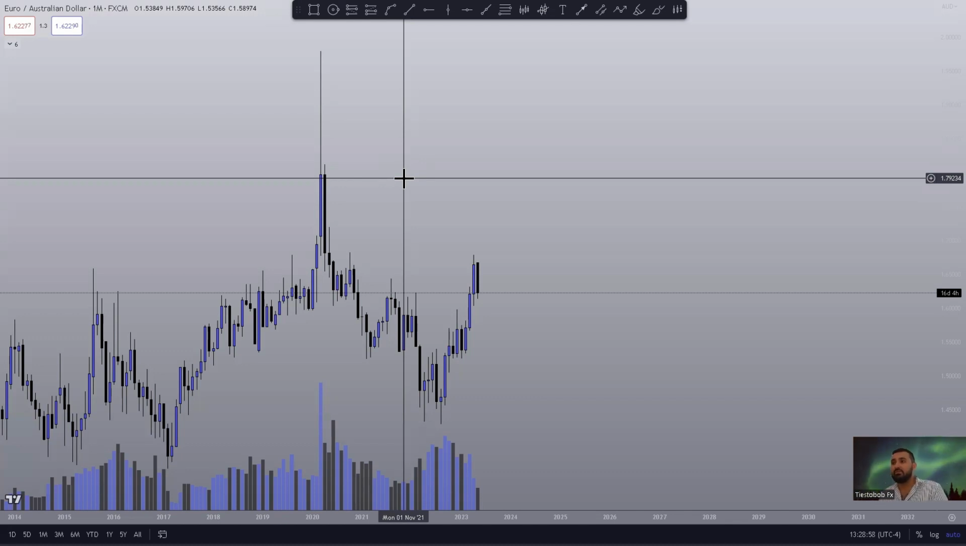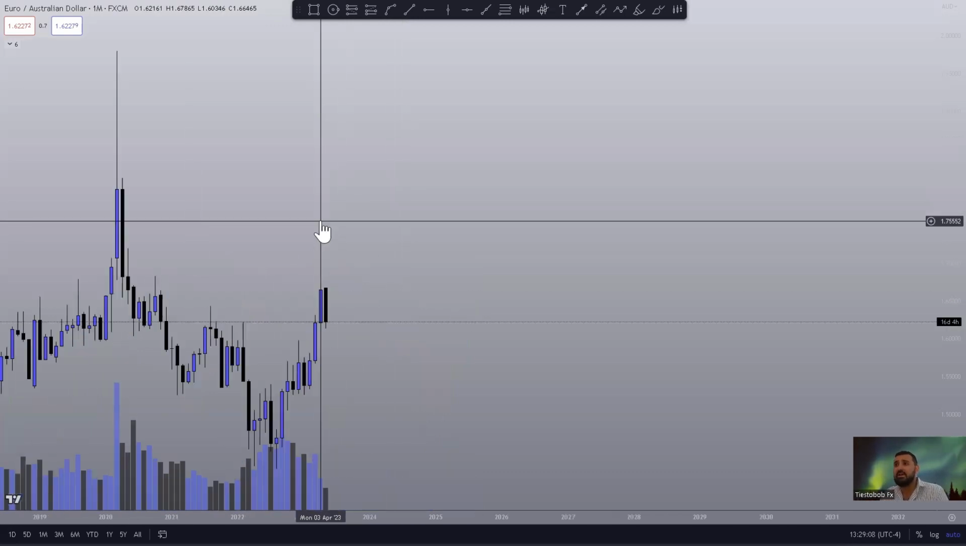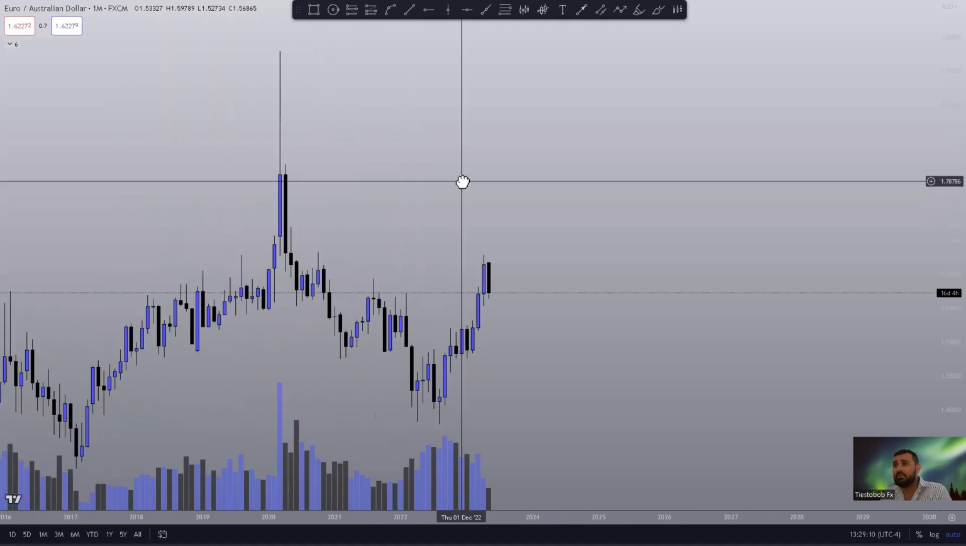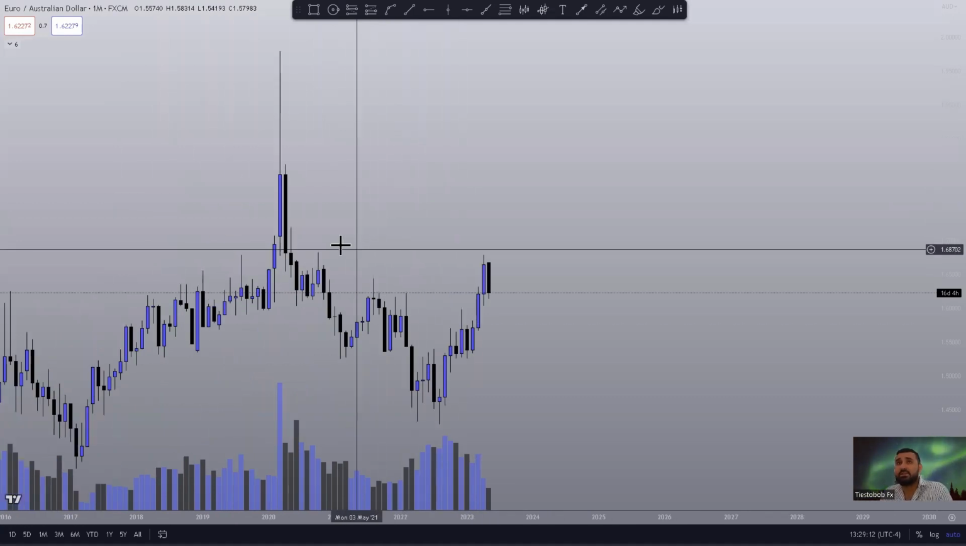So what I like to do is introduce my bias on the higher time frame, and then use that bias to look for setups on the lower time frames. So that's kind of common sense. So without further ado, let's get into it. So this is the Euro AUD.